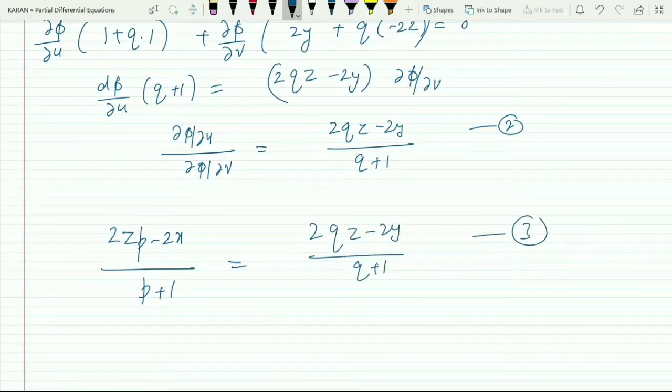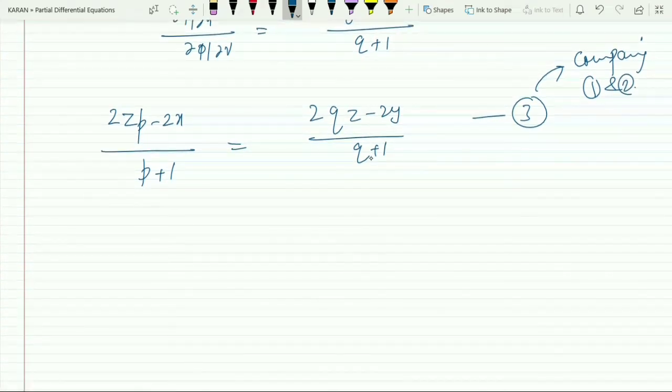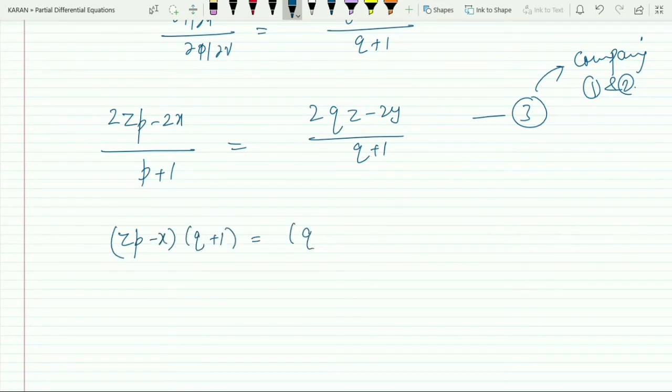So mark it as equation 3. So how do you get equation 3? On comparing equation 1 and 2. Correct with this? Now just simplify these terms and you will be getting the desired differential equation. For example, you can cancel out 2 from the numerator on both sides. So this will be (zp − x), correct, into (q + 1). This thing is equal to (qz − y) into (p + 1).